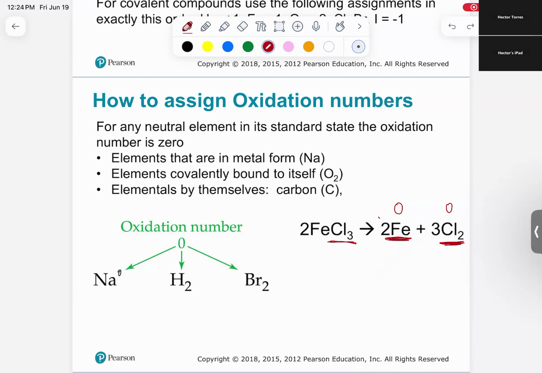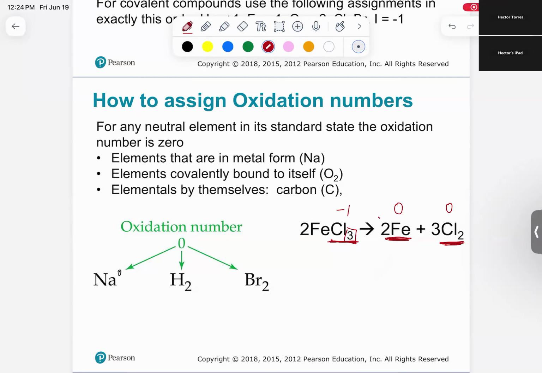Now let's look at the reactants. Okay, so I have Cl3 here. But since it's bound to another molecule, it's going to have an oxidation number, and the oxidation number matches the charge it usually has. On the periodic table, it's in column 7. It has 7 valence electrons, so it needs one more. So it's typically going to have a charge of -1. And let's not forget there's 3 of them.